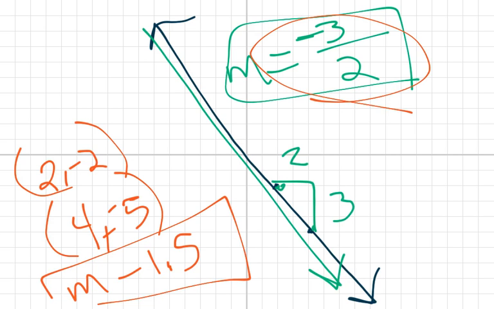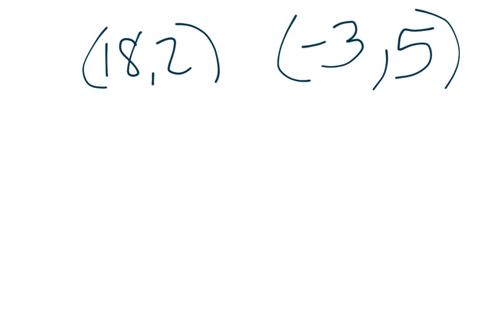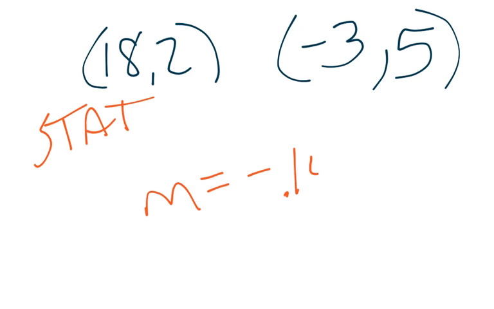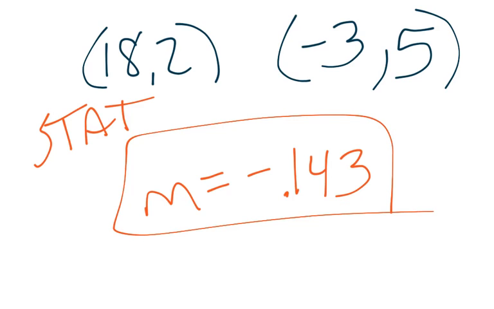So then if they give you a point, you are going to go Stat Edit and change your L1 to 18 and -3. L2 should be 2 and 5. Stat Calc 4, go down to Calculate, Enter, and it's a really weird decimal, so we're just going to round it. M is equal to -0.143, and that would be my answer.